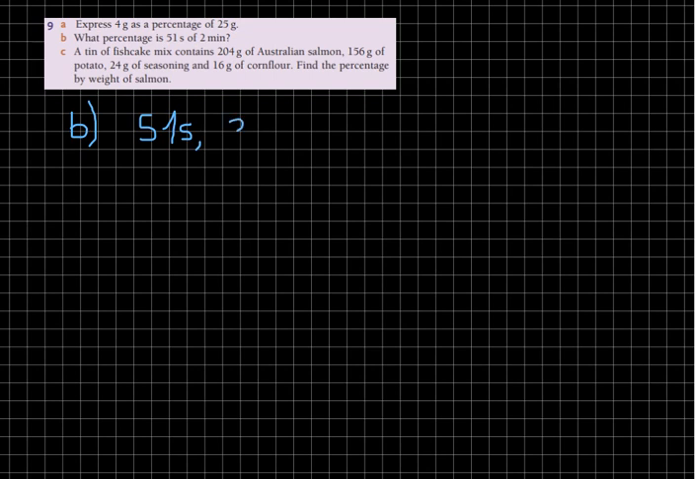So in exercise B, we have to calculate what percentage 51 seconds is of 2 minutes. As you can see here, we have different units, so we must change that. I believe the easiest way would be to change those 2 minutes into seconds, and that will be 120 seconds.